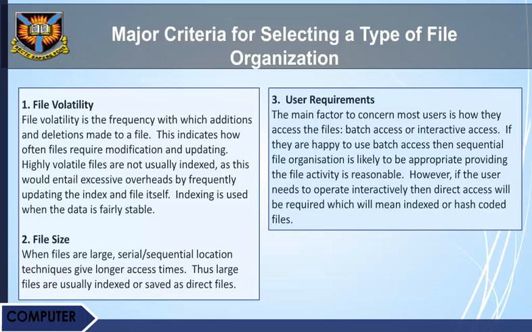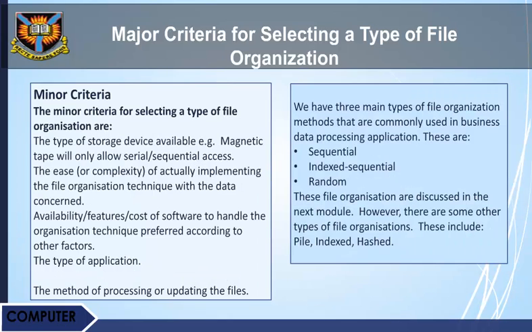If they are happy to use batch access, then sequential file organization is likely to be appropriate, providing the file activity is reasonable. However, if the user needs to operate interactively, then direct access will be required, which will mean indexed or hash-coded files. Minor criteria.